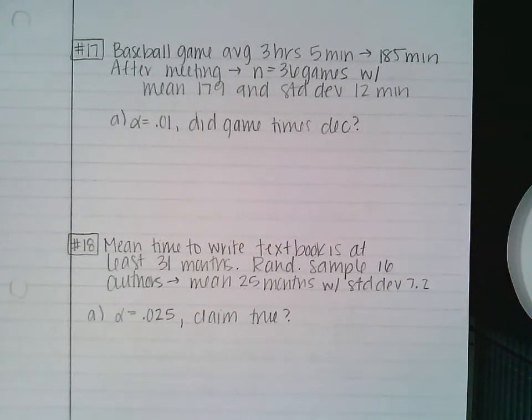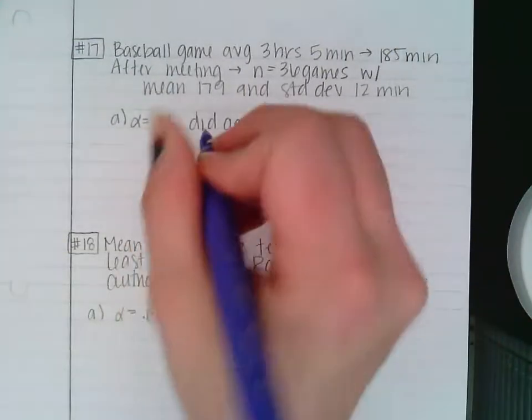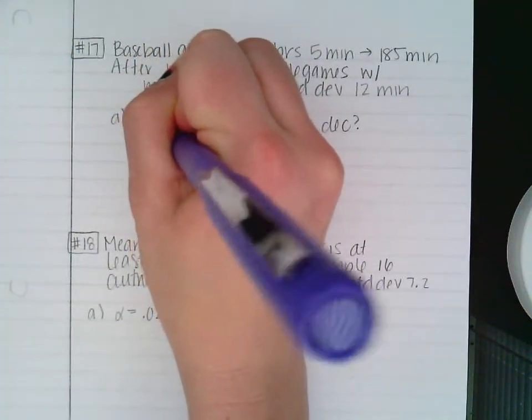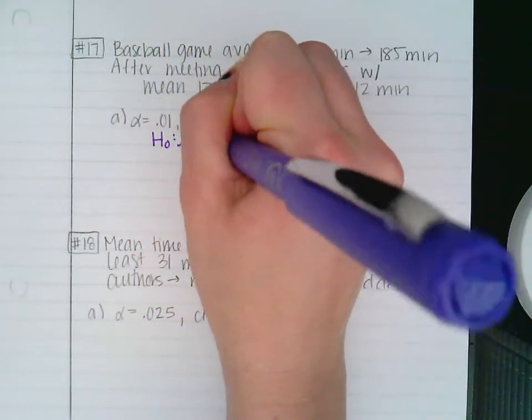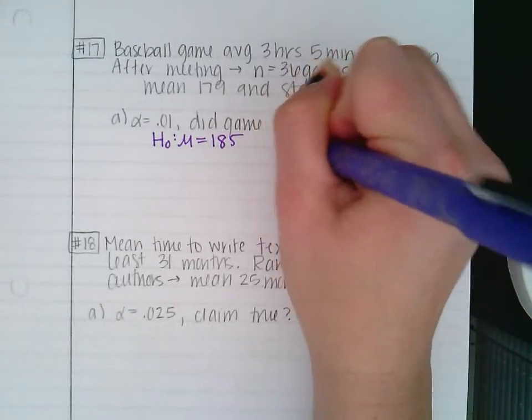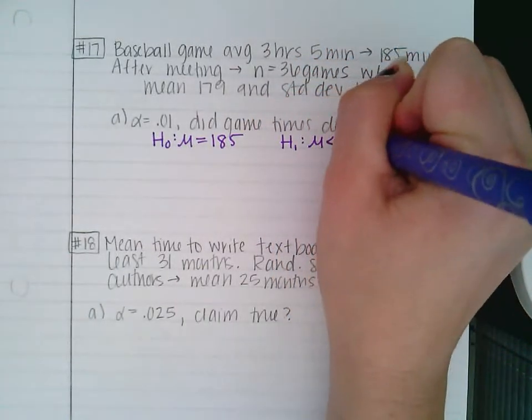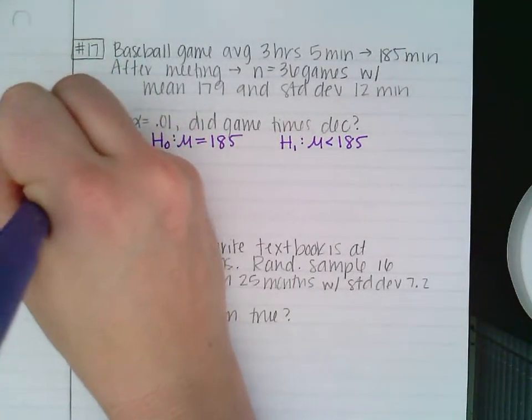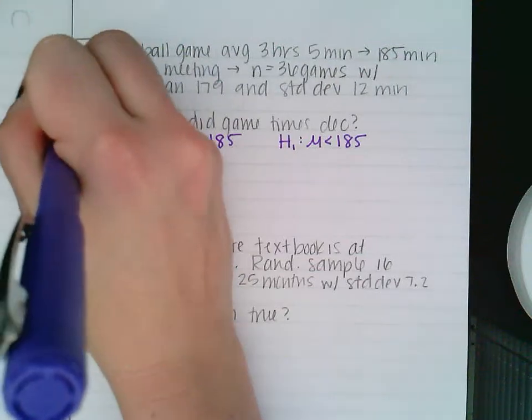Baseball games averaged 3 hours and 5 minutes, which is 185 minutes. They have a meeting about it, sample 36 more games, and the mean goes down a little bit. Do we have significant evidence that game times actually decreased? So the null hypothesis is that it's 185. Do I have evidence that all game times have actually significantly decreased? Let's use our critical value method to test this.